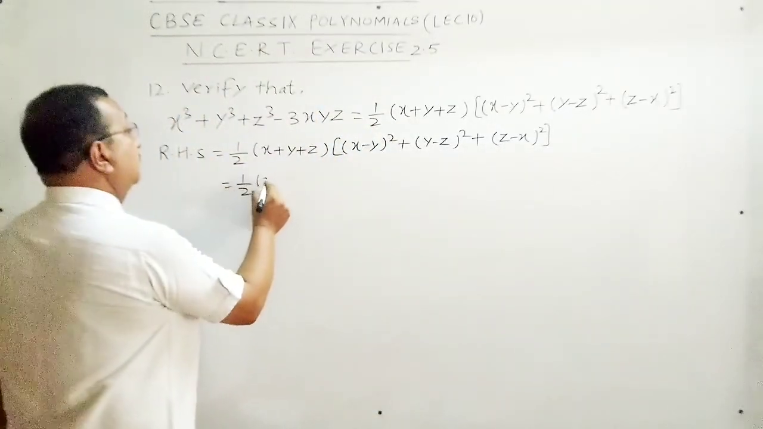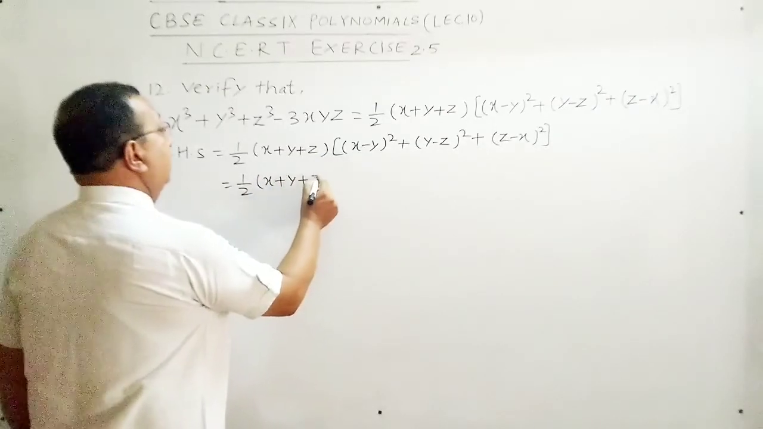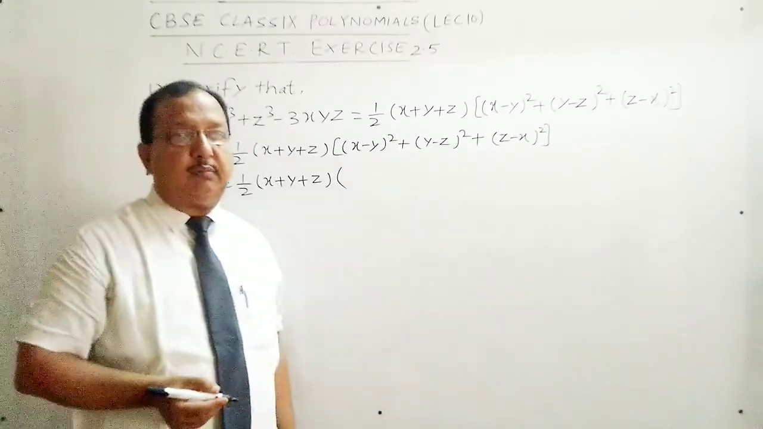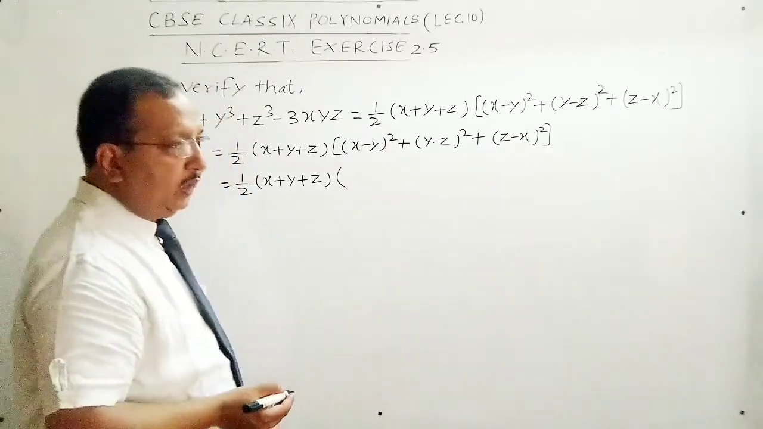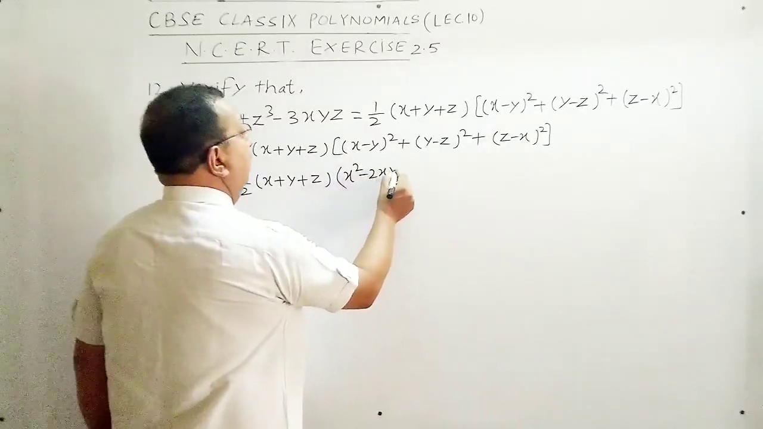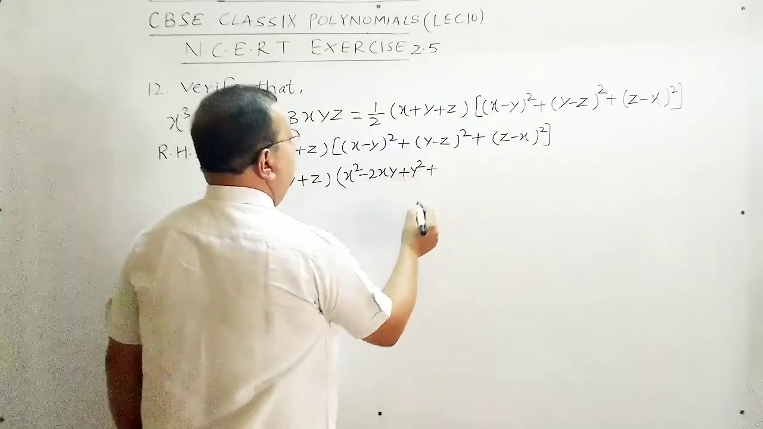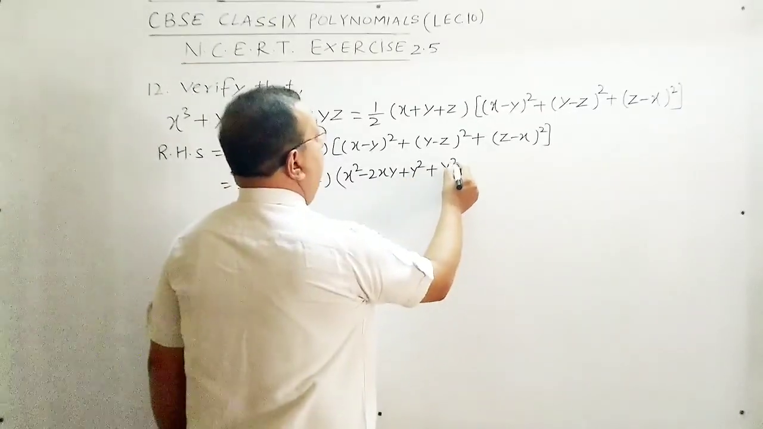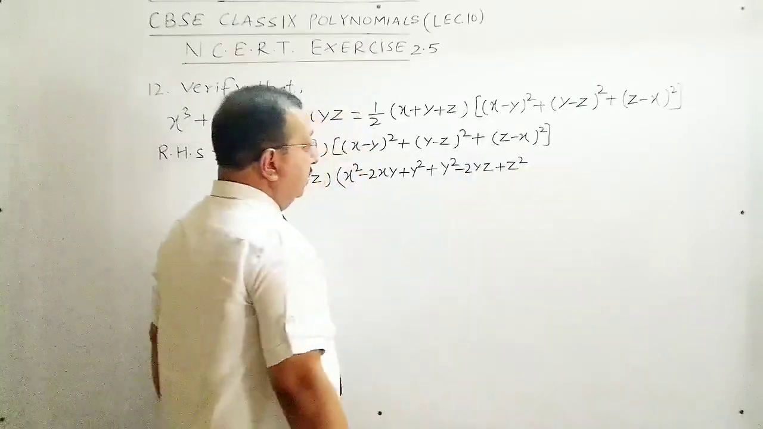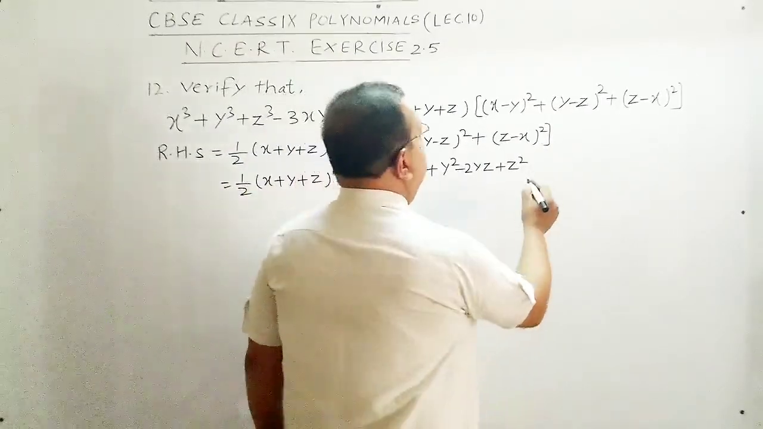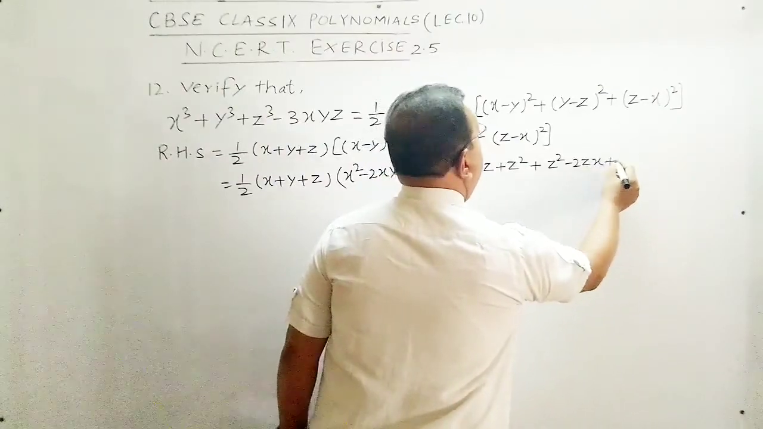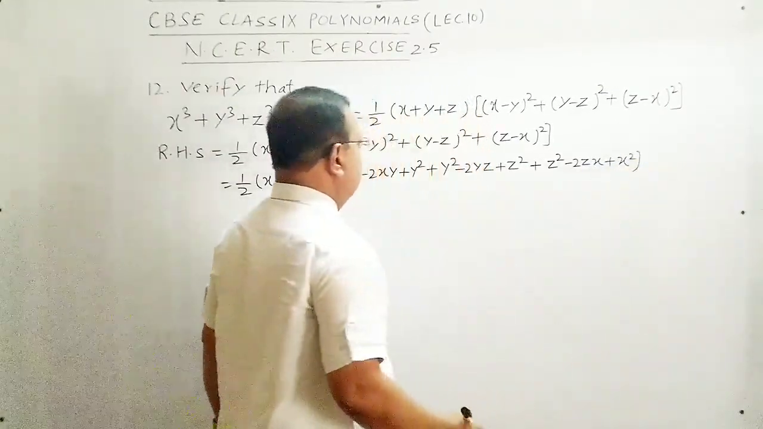Half x plus y plus z. x minus y square is x square minus 2xy plus y square. Similarly y minus z square is y square minus 2yz plus z square. Then plus z minus x square is z square minus 2zx plus x square.